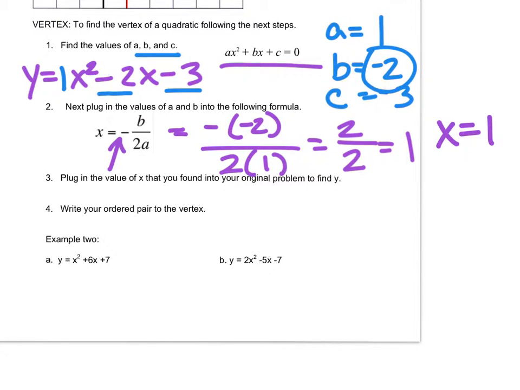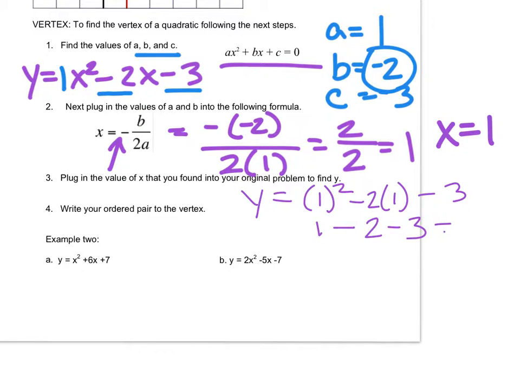of our ordered pair. The next thing we need to do is take that 1 and plug it into our original equation to find y. So we have y equals 1 squared minus 2 times 1 minus 3. 1 squared is 1, so we're just doing order of operations. Negative 2 times 1 is negative 2, minus 3. So 1 minus 2 is negative 1, and negative 1 minus 3 is negative 4. This is your y value. So when we write out our ordered pair for our vertex, you're going to have 1 comma negative 4.